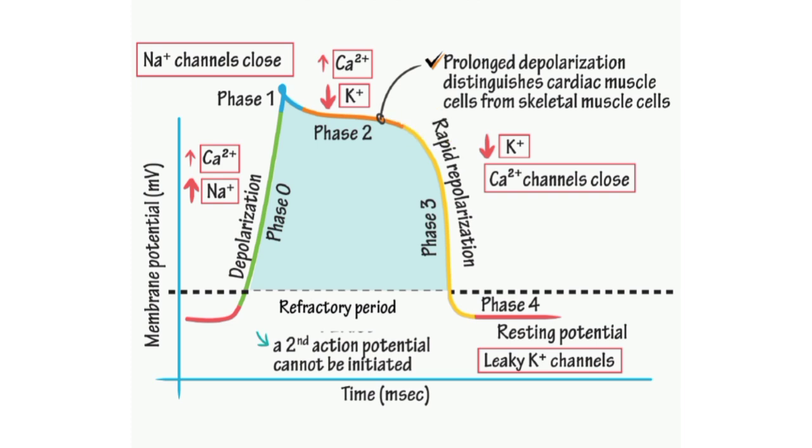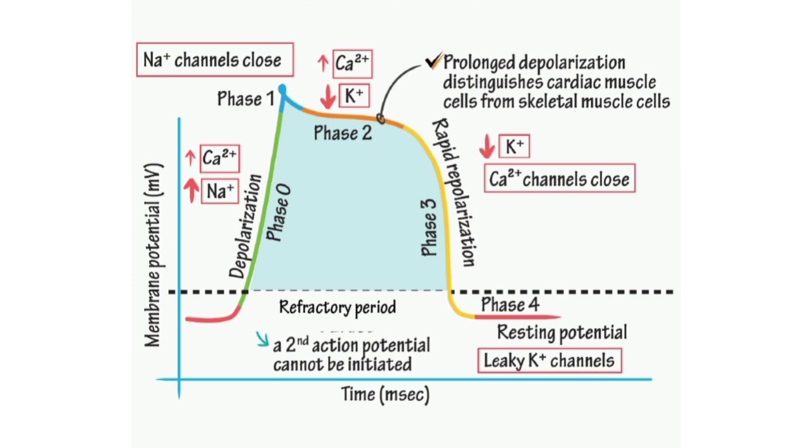Now, calcium ions entering the muscle fibers play an important role in the contractile process. The final repolarization is due to the efflux of potassium ions. The number of potassium ions moving out of the muscle fiber exceeds the number of calcium ions moving in. It makes the inside negative, resulting in final repolarization. The potassium efflux continues until the end of repolarization.